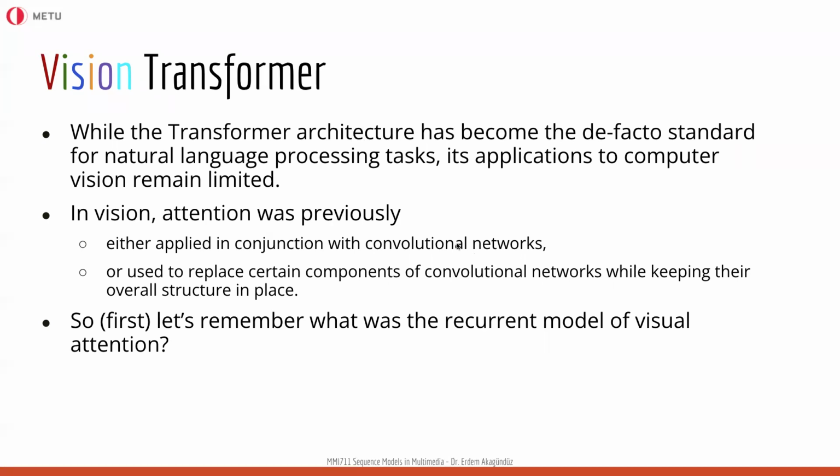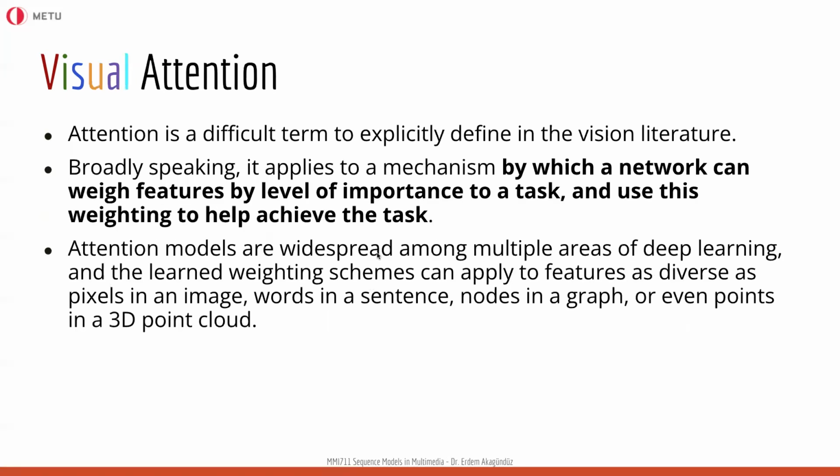Okay. So in vision, attention was previously either applied in convolutional neural networks and convolution, or used to replace certain components of convolutional networks while keeping their overall structure. So let's remember what the recurrent model of visual attention was. Vision transformers applied this new context-based attention idea to vision. Okay, but before that, what was the idea? It was the visual attention idea.